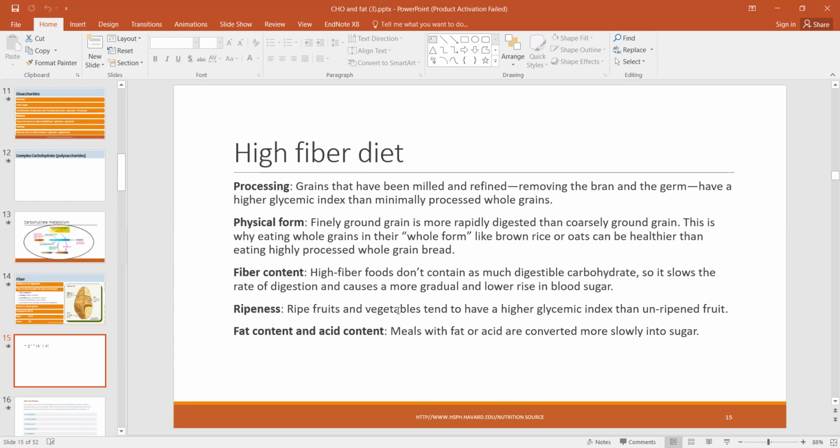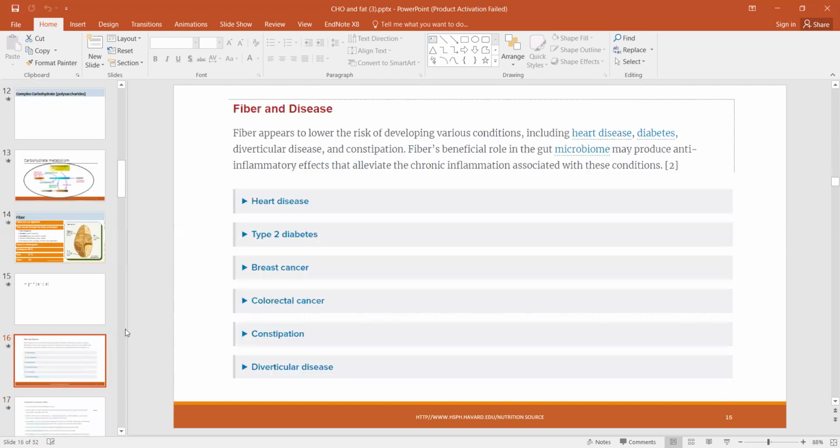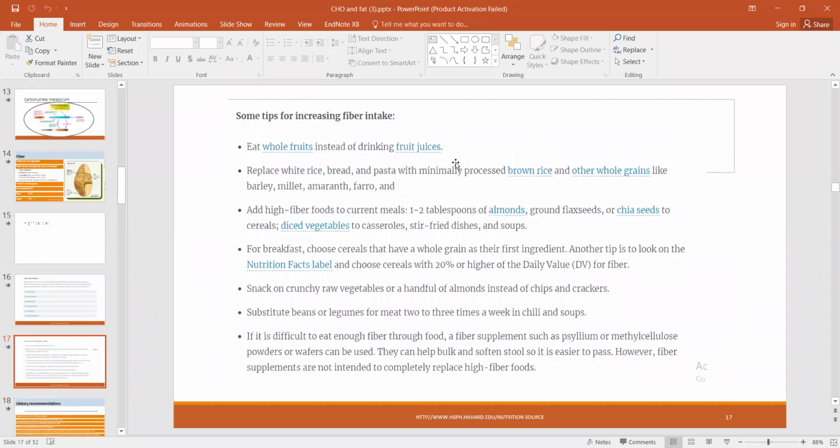Fat content and acid content: meals with fat or acid are converted more slowly into sugar. Fiber and disease: fiber appears to lower the risk of developing various conditions, including heart disease, diabetes, diverticular disease, and constipation. Fiber's beneficial role in the gut microbiome may produce an anti-inflammatory effect that alleviates the chronic inflammation associated with conditions like heart disease, type 2 diabetes, breast cancer, colorectal cancer, constipation, and diverticular disease.